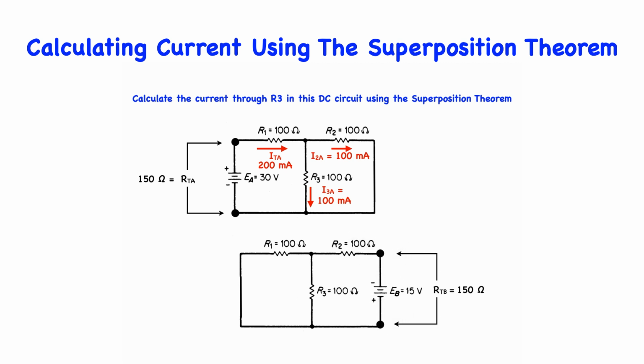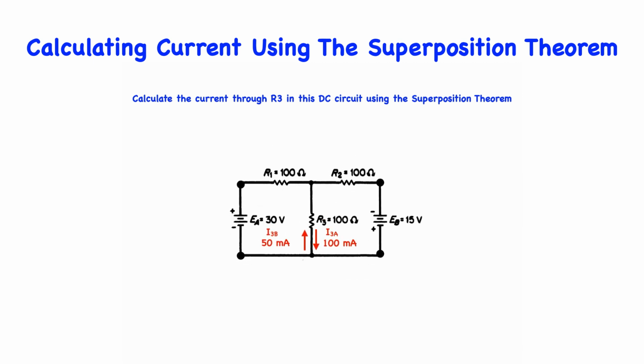Therefore, ITB is equal to EB all over RTB, which is equal to 15 over 150, or 100 milliamps. Keep in mind that the B power supply polarity is the opposite to that of the A power supply. Therefore, the current will be flowing out in this direction. From the current divider rule, I2B and I3B is equal to 100 milliamps divided by 2, or 50 milliamps each.